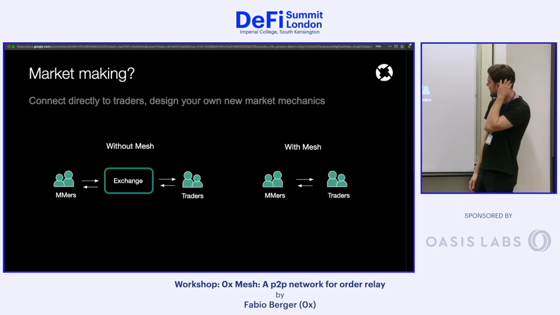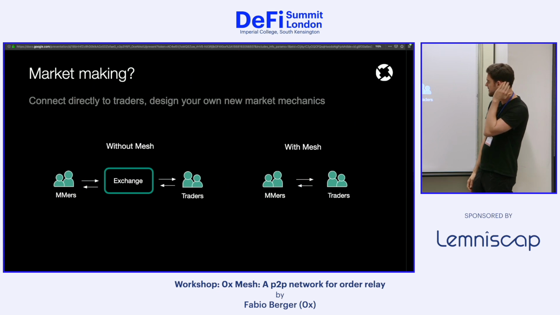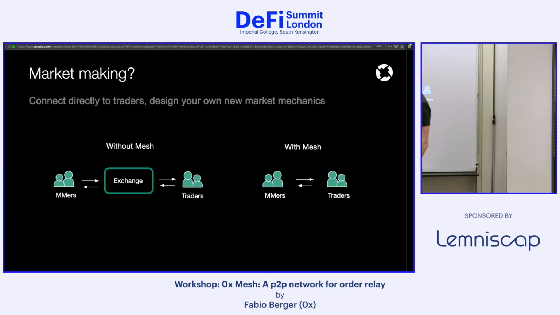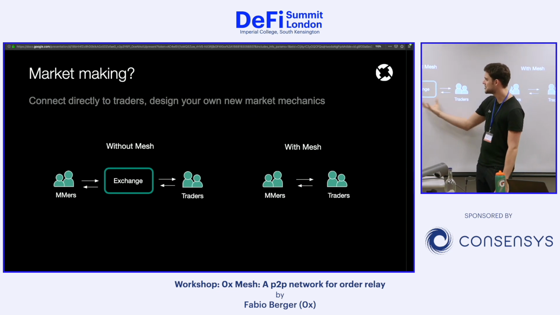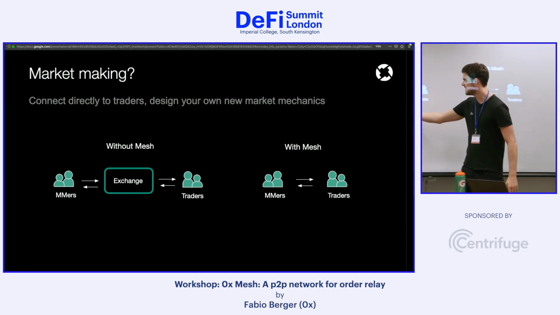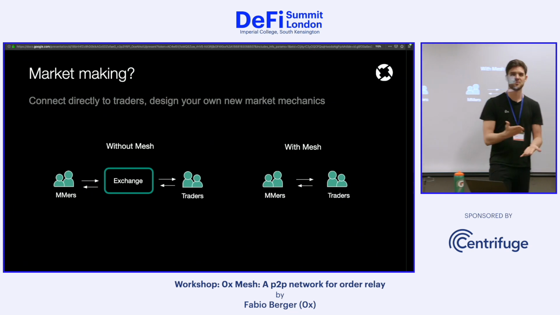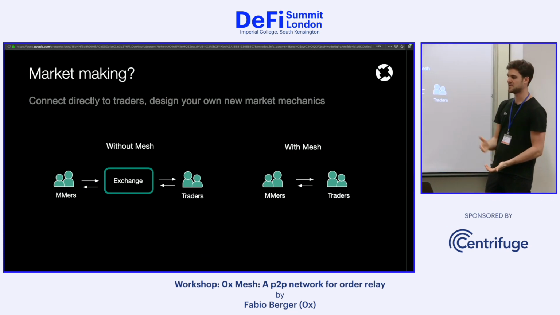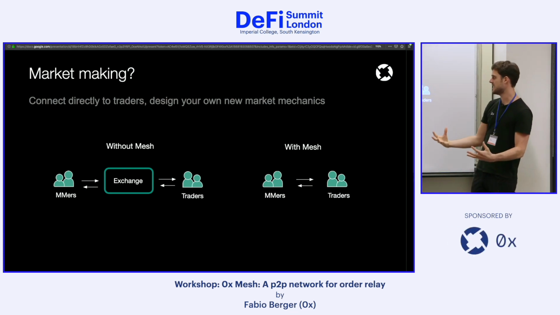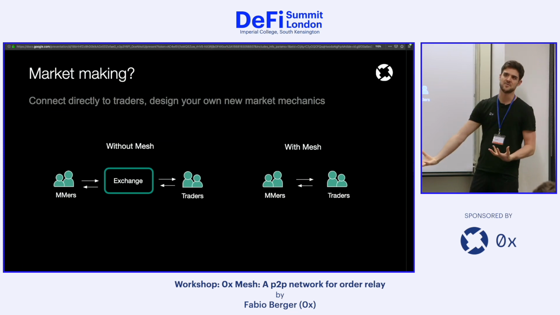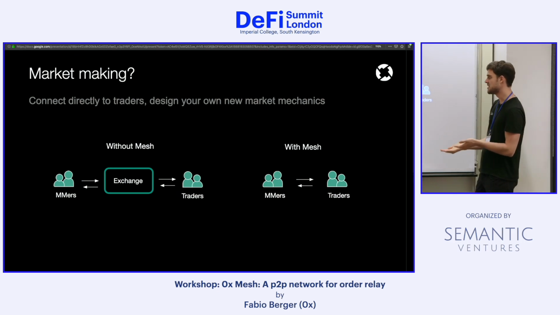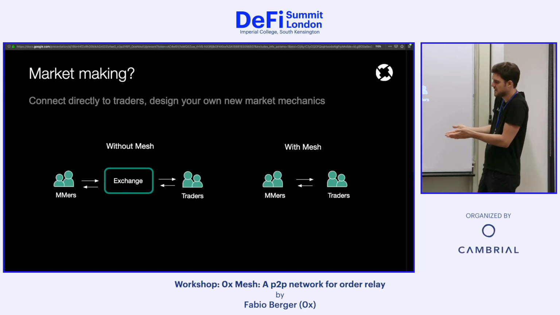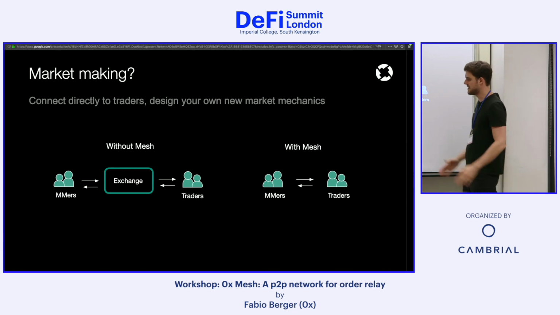Another interesting side effect of Mesh is, market makers are used to interacting with traders via some sort of exchange intermediary. And the exchange intermediary defines the rules of the game. They essentially design the market mechanics on how market makers interface with traders. And that constrains the types of strategies that market makers can use to a more limited set than the full gamut.